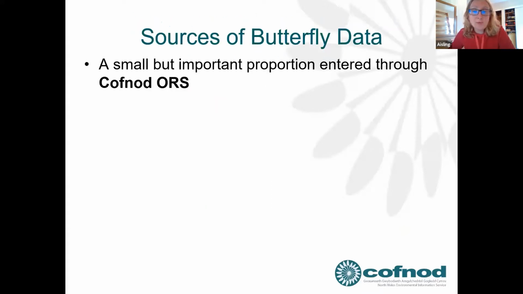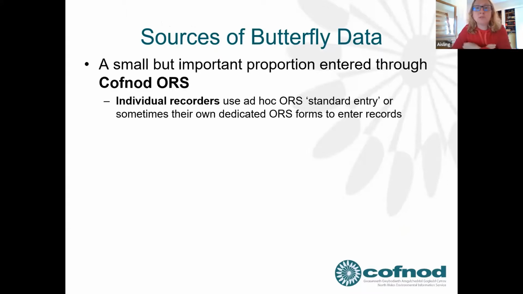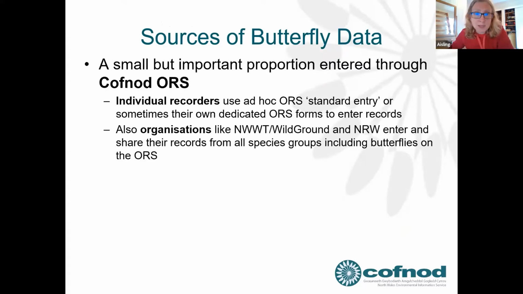So as I said, a small but important proportion are entered through the Cofnod online recording system. Individual recorders will use the standard entry form, which I'll show you in a moment. Sometimes they have their own dedicated forms, and if you need something specific, you just have to get in touch with us and we can set something up. We have organisations like the North Wales Wildlife Trust, Wildground and Natural Resources Wales. We have quite a number of staff of those organisations that use the online recording system to enter records from all species groups, including butterflies. So that's quite a nice way of data coming directly to us and being immediately available to the county recorder.